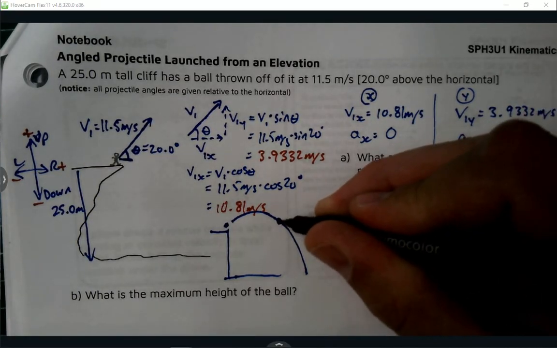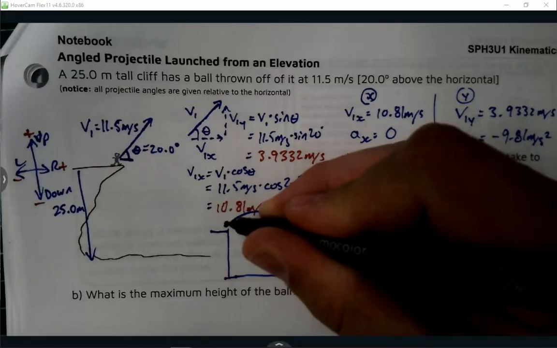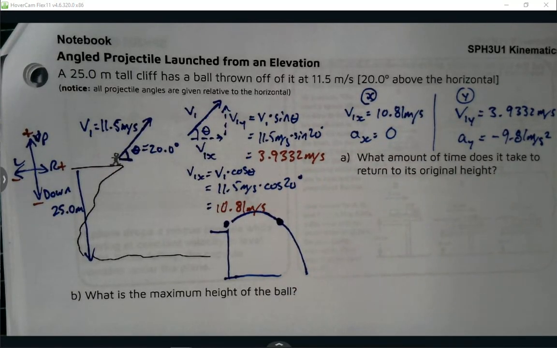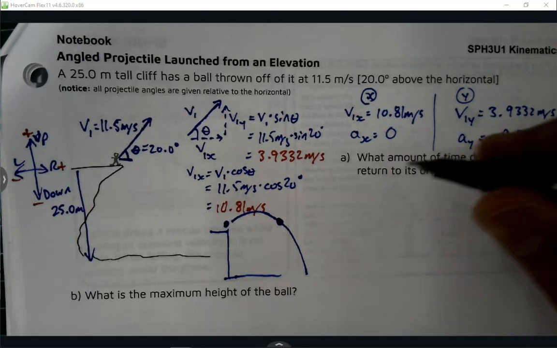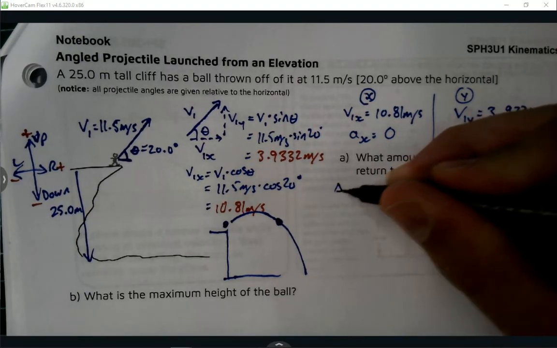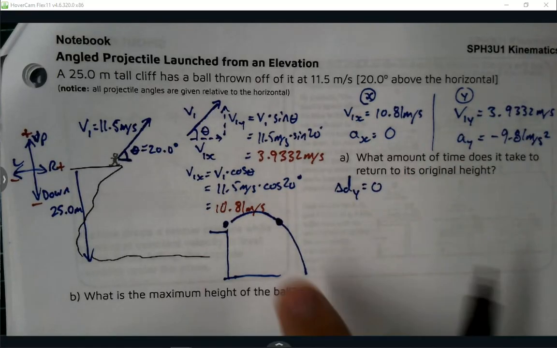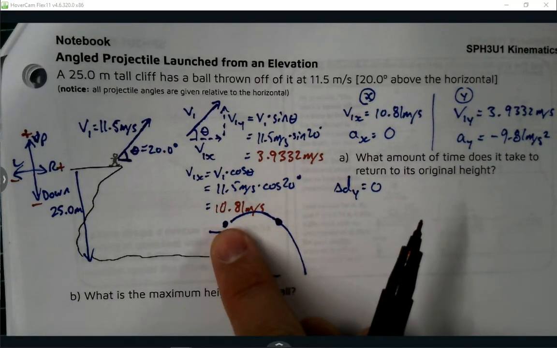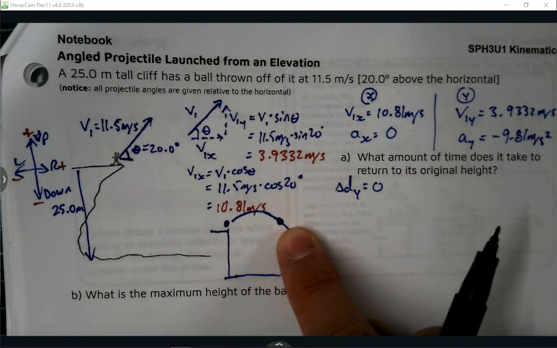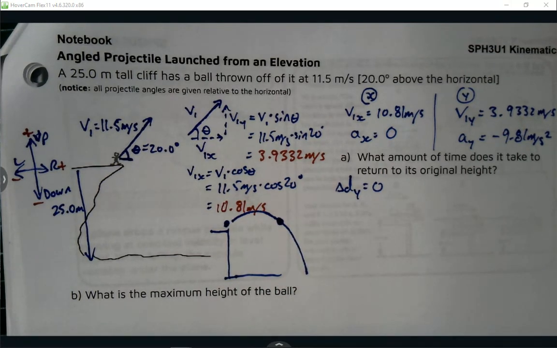Well, I guess it's down a little bit from there. But it returns to its original height. That's what it means to return to its original height. And say, okay, well, if that happens, I can add on a little bit of extra givens. Displacement in the y direction would be 0. When it gets here, it has been displaced 0 in the y direction. I know it's traveled in the x direction, but it hasn't gone anywhere in the y direction. It's back to its original height.